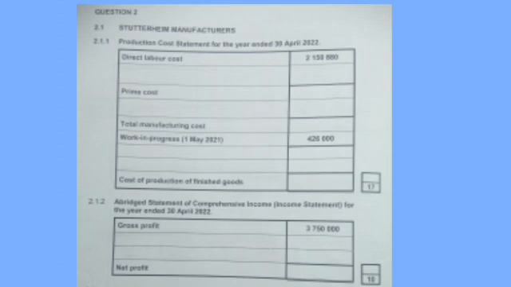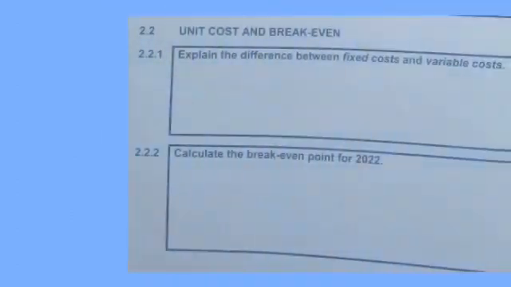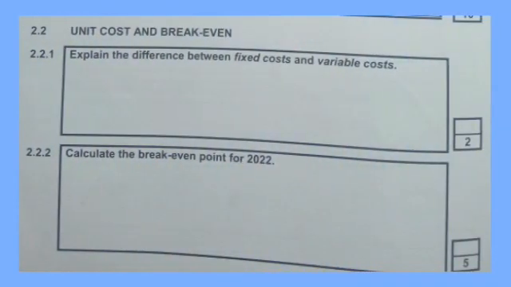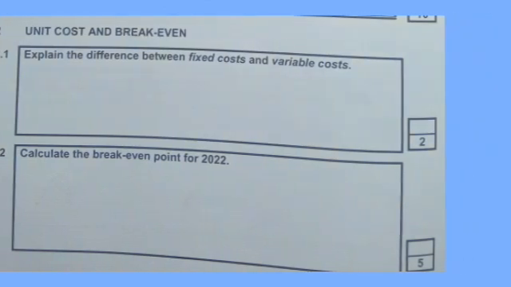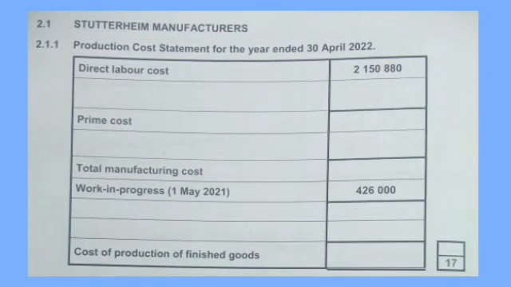In 2.1.2, we are required to do an abridged statement of comprehensive income, which is an income statement for the year ended 30 April 2022. And then in 2.2, we are going to look at some fixed cost and variable cost explanations, and then also calculate the break-even point for the year 2022. So let's go ahead and get started with our production cost statement.